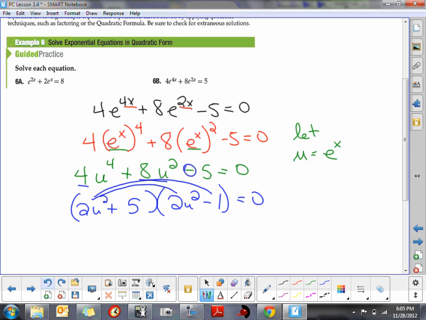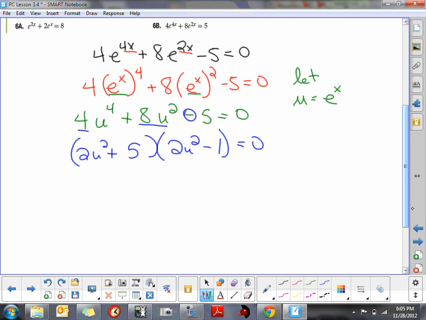I'm going to try to get rid of those, so I don't need those cluttering anything. Equals 0. Now we're going to use our zero factor theorem. We got two numbers that multiply together to give you 0. That means 2u squared plus 5 has to equal 0, or 2u squared minus 1 equals 0.